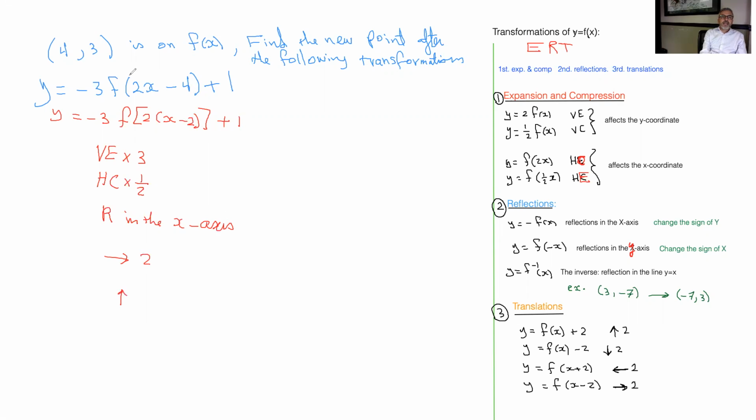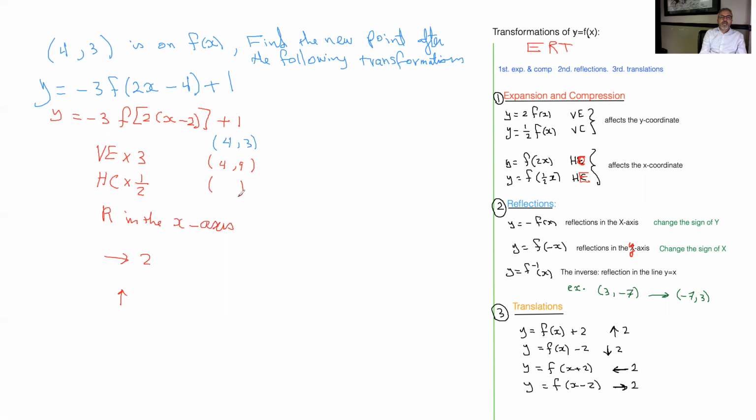So let's take the point 4 and 3. 4 and 3, we'll just write it here. And then let's start doing all of these to it. So 4 and 3, vertical expansion by 3. As I said, you multiply the y coordinate by the expanding factor. So this is the y coordinate, so this becomes 4 and 9.